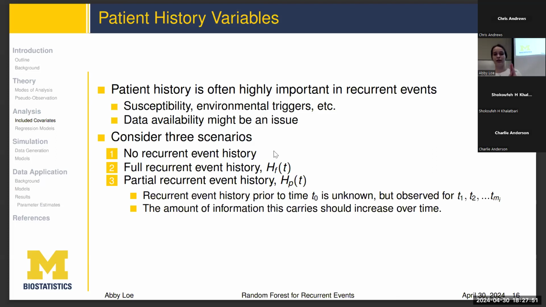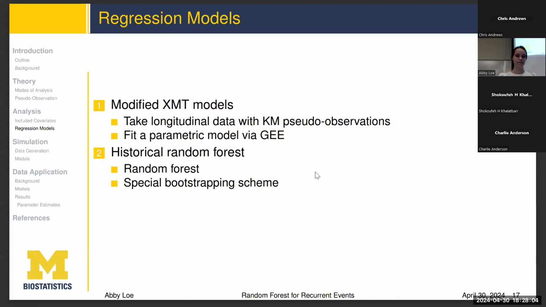So just so that we're set up for the next few slides, we're going to think about 3 different scenarios: no event history, HF of T, which is full event history, or HP of T, which is partial event history. We're also going to introduce 2 different regression models: a modified XMT model, and then a historical random forest. The modified XMT model takes the longitudinal data in our censored longitudinal data framework with our Kaplan-Meier pseudo-observations, and then we just fit a parametric model via generalized estimating equations.